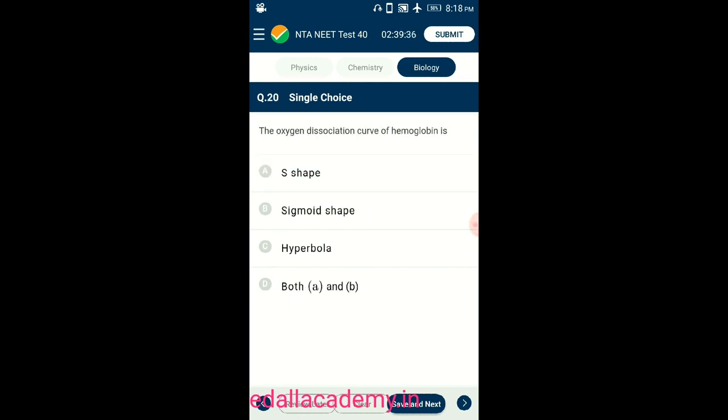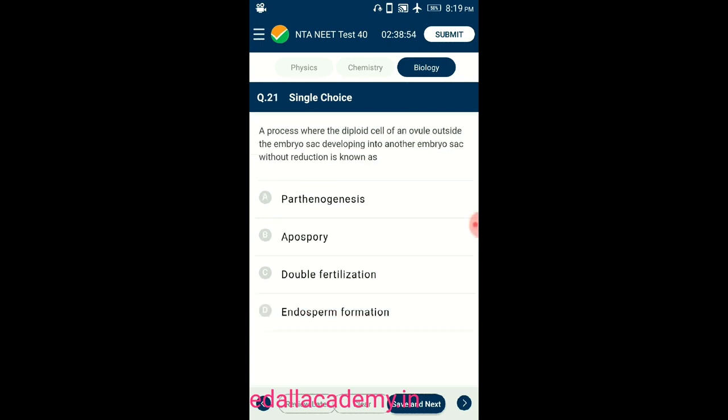Question number 20. The oxygen dissociation curve of hemoglobin is. The relationship between the PO2 and the percentage saturation of hemoglobin when represented on a graph is termed the oxyhemoglobin dissociation curve, and it is sigmoid. It is S-shaped. So the answer for this question is both A and B. The oxygen dissociation curve of hemoglobin is S-shaped and sigmoid. So the correct option is D.